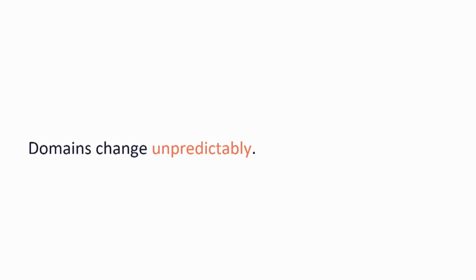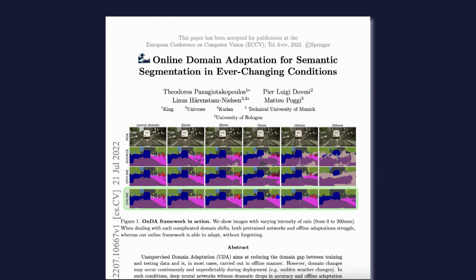Good, but there's still a catch. Here we still assume that we know where we're going to deploy. But this is not the case for most systems. If we imagine embodied systems that will run and live together with us, they don't know where they're going to be deployed. And this is the point. Domains change unpredictably. We don't know what the next domain shift is going to be. So this brings us to the first publication that we had, which is indeed called Online Domain Adaptation, in this case for semantic segmentation in never-changing conditions.